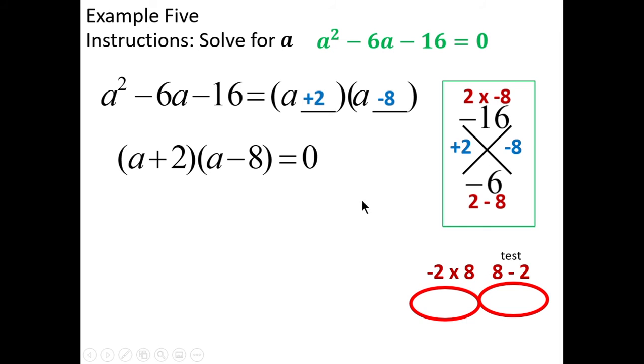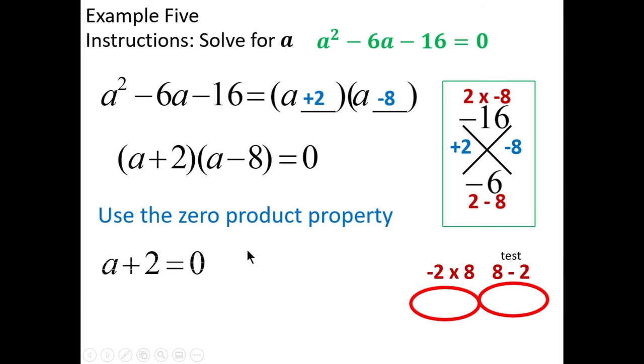Well, there's two ways. If the first one was 0, then we'd have 0 times the second one gives you 0. And the other way you can multiply these two together to get to 0 is if the second one would be equal to 0, and then this factor times 0 would give you 0. So we're going to use the zero product property, that one of the two has to be 0 in order to get to 0. So let's try to make the first one 0.